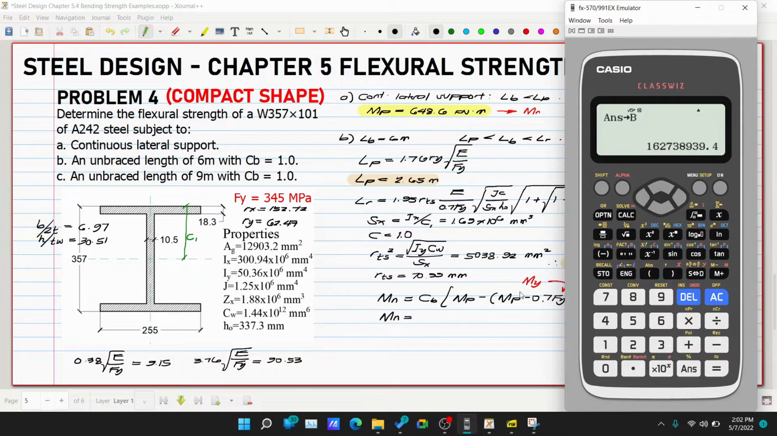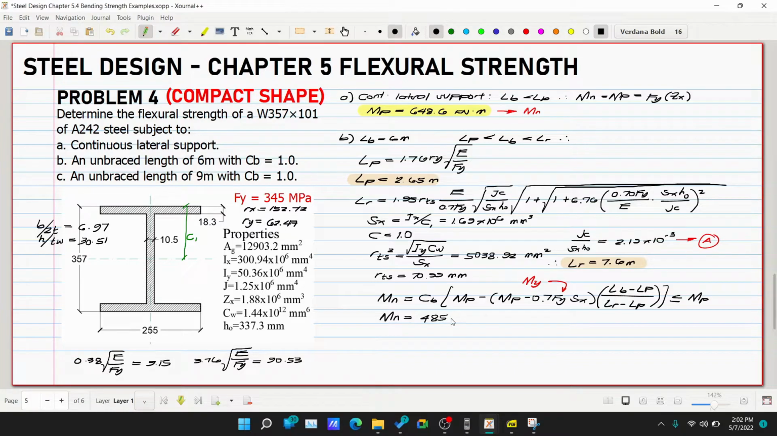Saka natin i-minus yung B sa MP. So, 648.6 times 10 raised to 6 minus B. And then, multiplied by 1.0, CB. Okay, so divide natin ng 1,000 squared para maging kilonewton meter. So, 485.86 kilonewton meter. So, less than tayo sa MP. So, okay tayo dyan. So, nakuha na natin yung ating nominal moment under sa condition letter B.